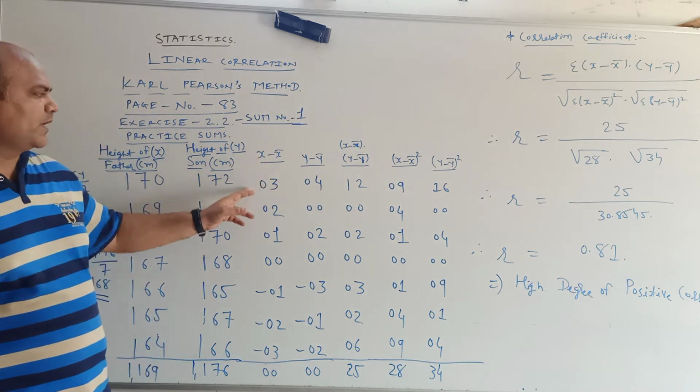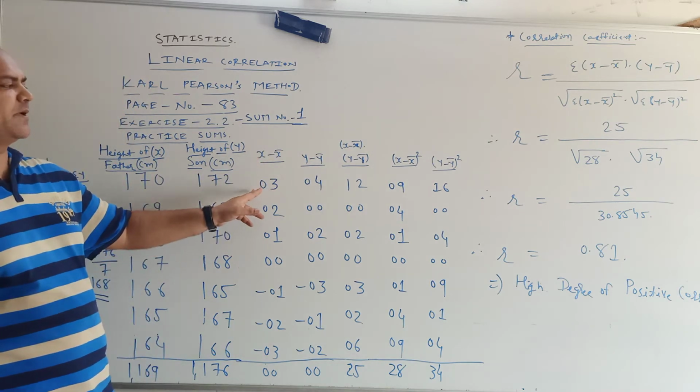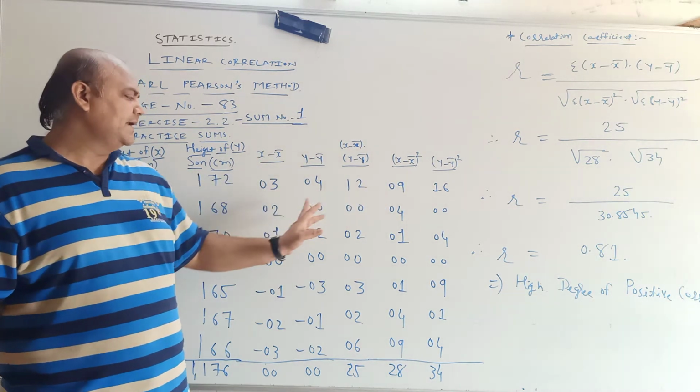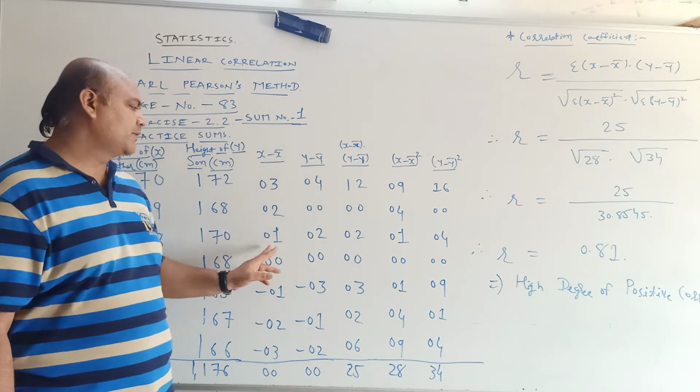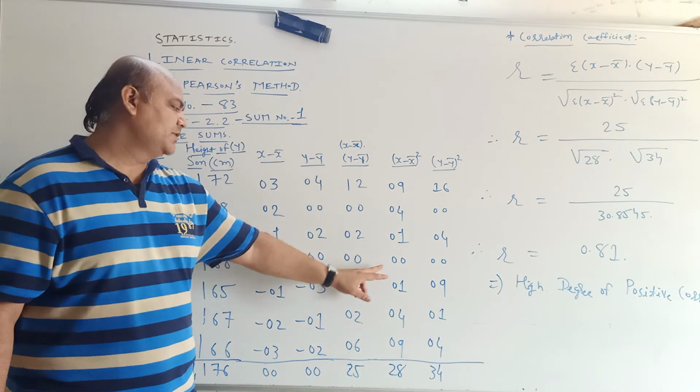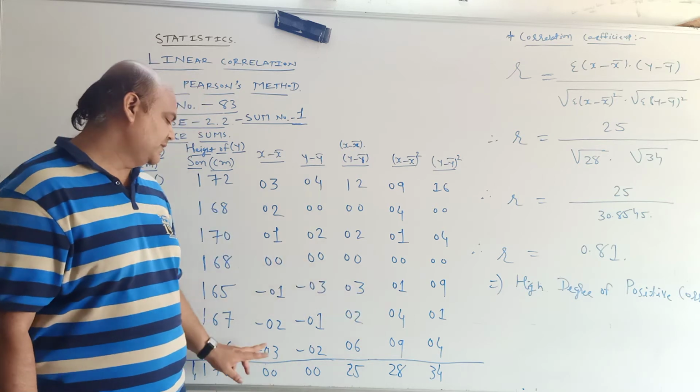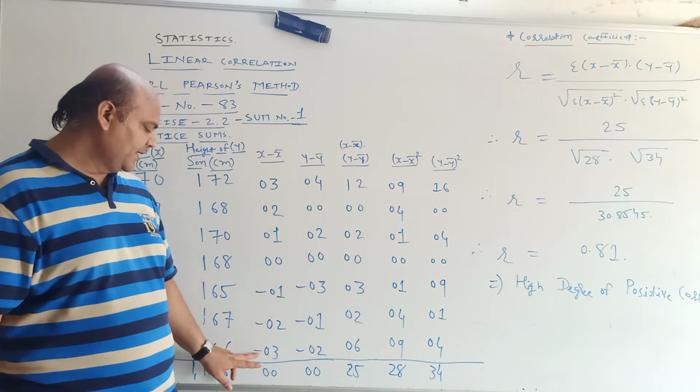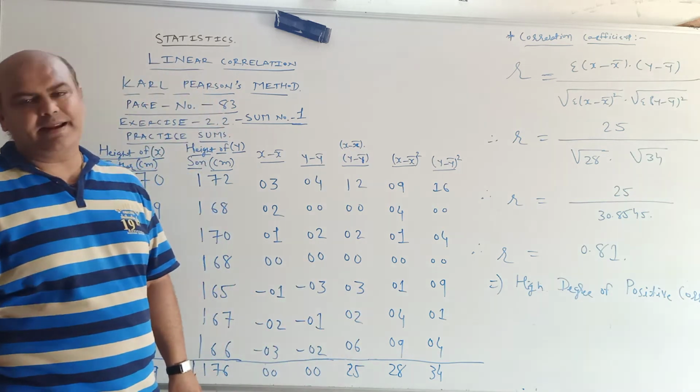Now x minus x bar square. Here we have to do the square of this column. The square of 3 is 9, square of 2 is 4, square of 1 is 1, square of 0 is 0, square of minus 1 is 1, square of minus 2 is 4, square of minus 3 is 9.